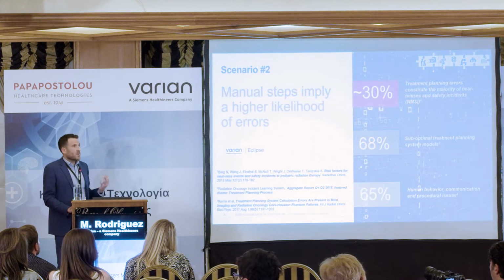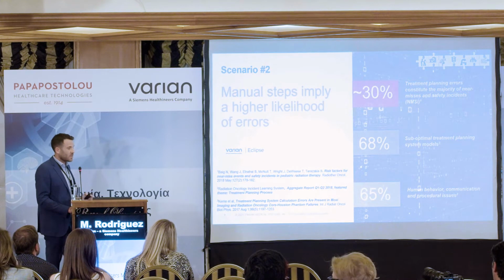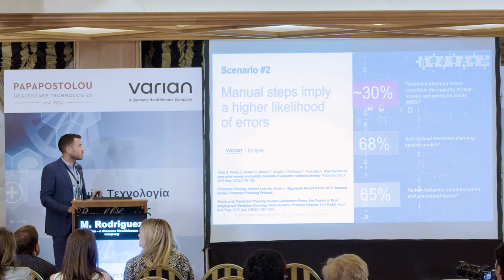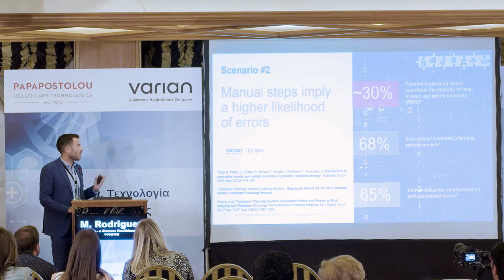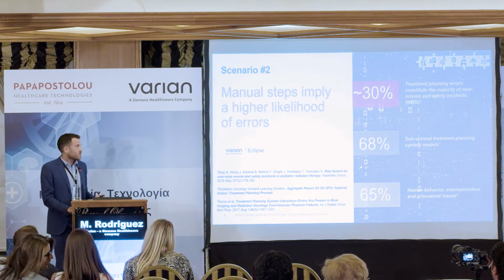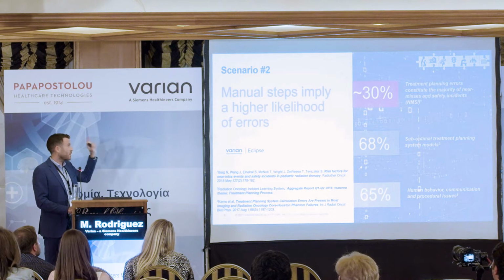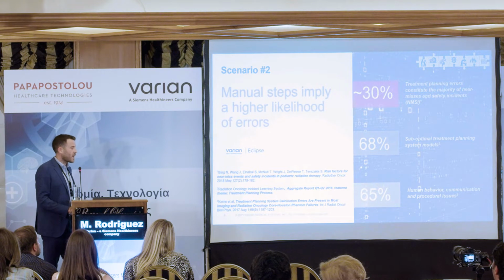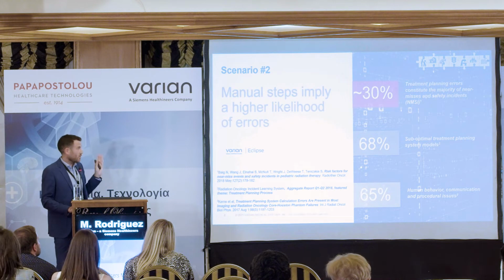At the end, we know that manual steps introduce a higher likelihood of errors. For example, for the treatment planning process, there are a lot of reports that we saw that it's bringing a lot of potential misses and also potential safety incidents. We have this first study for pediatric radiation treatments where they concluded that 30% of the issues that they have with the treatment of the patients were coming from treatment planning. So that's why it's important to have the proper tools and have the proper TPS systems.